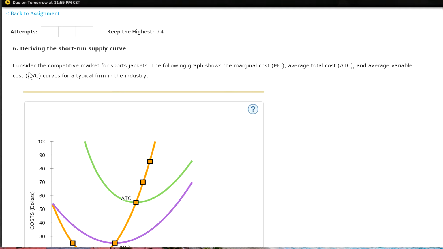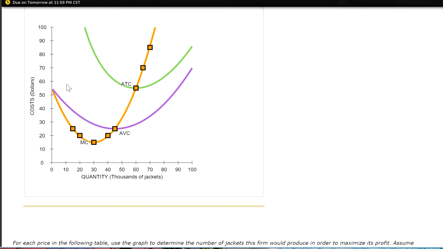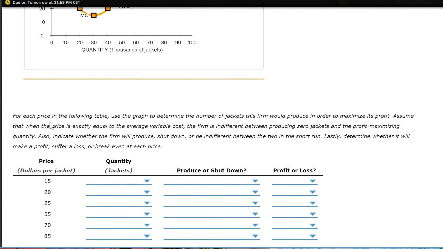Consider the competitive market for sports jackets. The following graph shows the marginal cost, average total cost, and average variable cost curves for a typical firm in the industry. So it looks like this. For each price in the following table, use the graph to determine the number of jackets this firm will produce in order to maximize its profit.